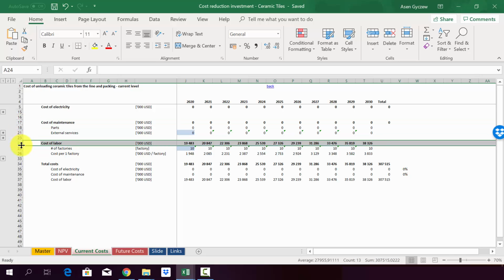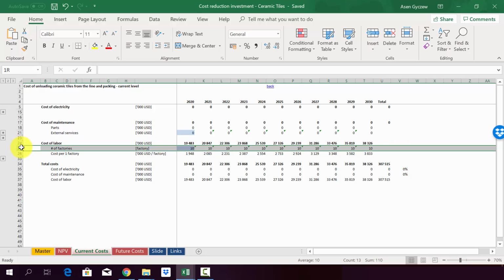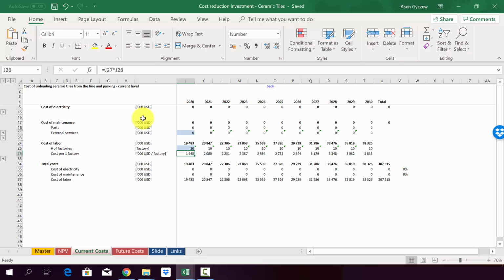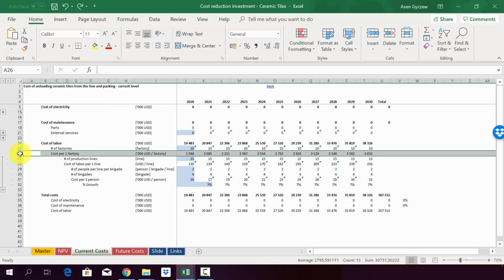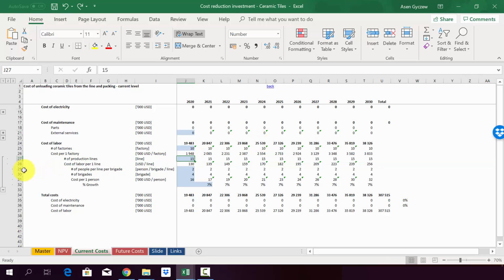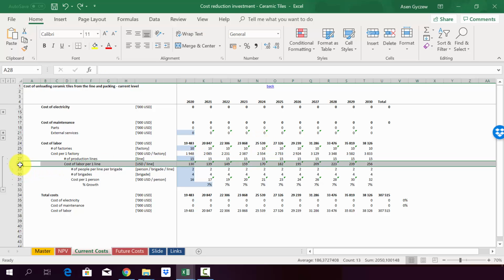And cost of labor consists of two drivers. The first driver is the number of factories, which is 10. And then we also have calculated the cost per one factory, which is roughly almost 2 million and growing. When you look at the cost per one factory, it depends on the number of lines, which is 15, and then the cost of labor per one line, which is 130,000.